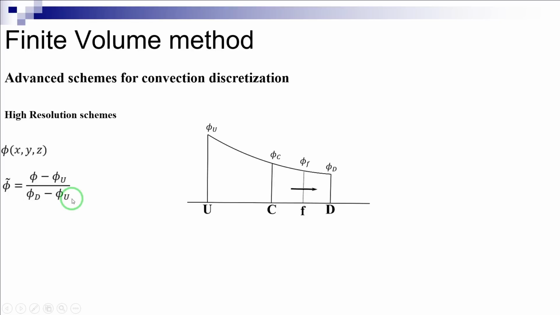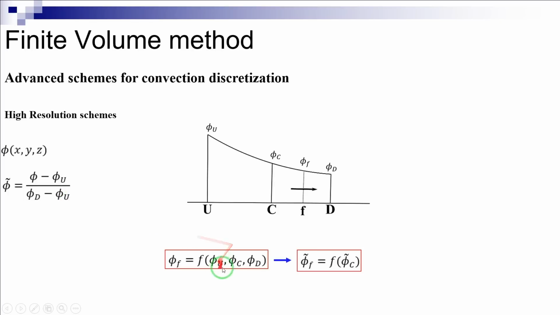With this normalization, this relation turns into this equation, since the normalized values of phi d and phi u become equal to 1 and 0 respectively, as shown here. The normalized value of phi at c, phi tilde c, is used as an indicator to identify if the field phi is uniform or non-uniform.